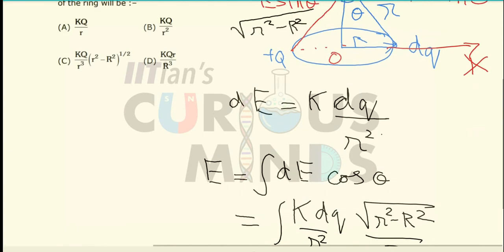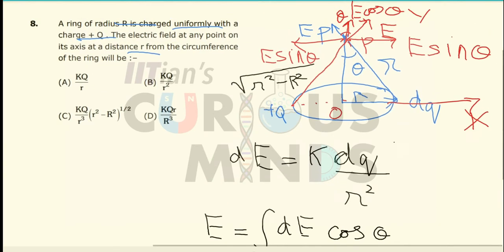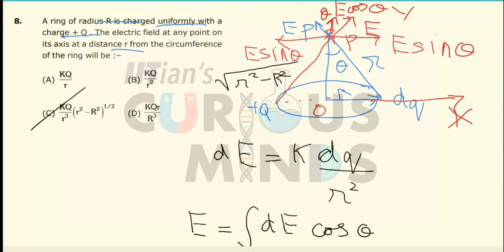So let us see which of the options match over here. If I see the options, option C matches, that is equal to kq divided by r cube into (small r square minus capital R square) the whole raised to half.